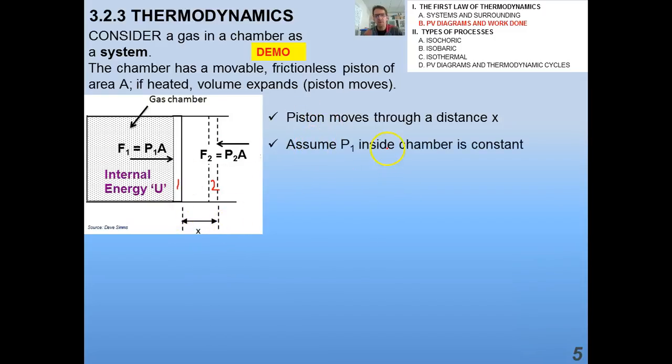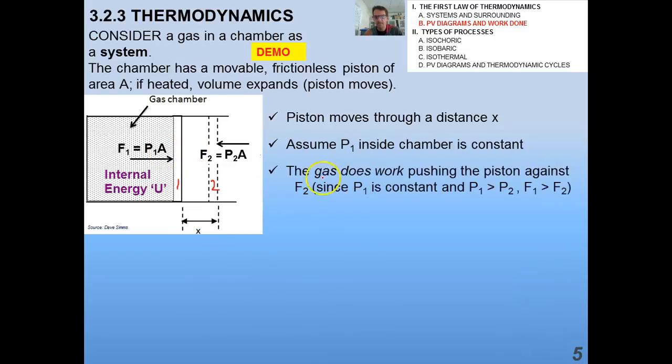If we assume P1 inside the chamber is constant, the gas does work pushing the piston against F2. F2 is the atmospheric pressure outside of the chamber. Since P1 is constant and P1 is obviously greater than P2, that means that F1 is greater than F2. Make sure you follow my logic here.